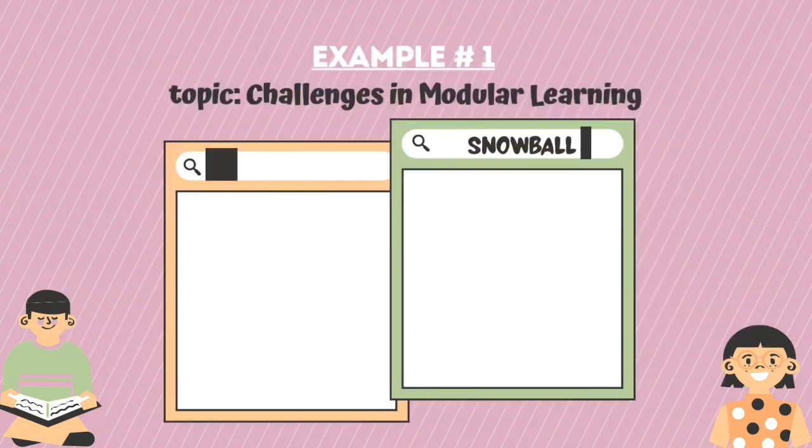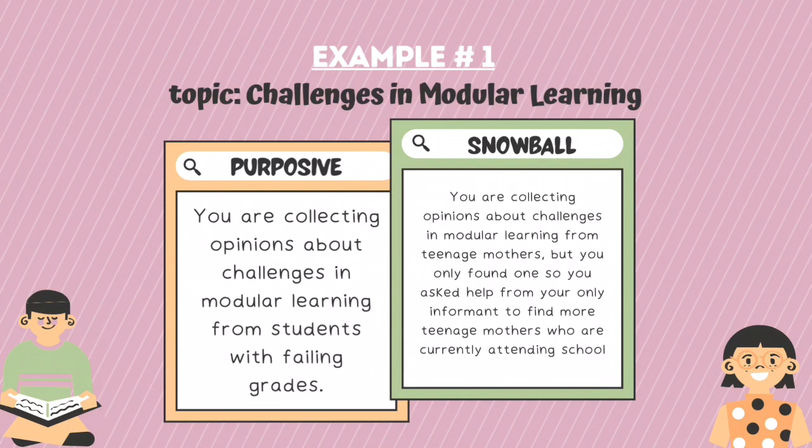In purposive sampling, you are collecting opinions about challenges in modular learning from students with failing grades. In this example, we can clearly see that there is a purpose set by the researcher. Since the researcher wishes to collect opinions from only those students with failing grades, then it means he will not include those students with average or high grades.